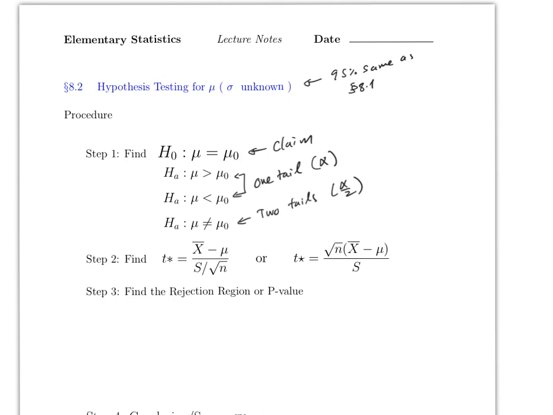Notice how this is very similar to step 2 in 8.1. The difference is that z is changed for t and sigma is changed for s, since sigma is unknown, but the process is the same. However, since we're using t instead of z, the rejection region and the p-value are also going to use the t table instead of the z table.